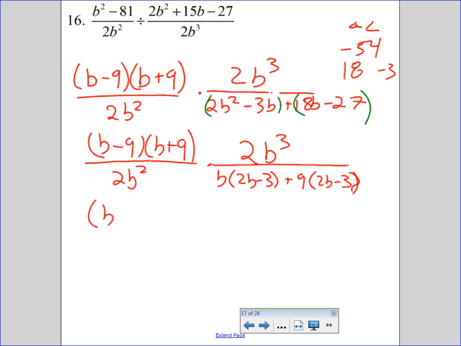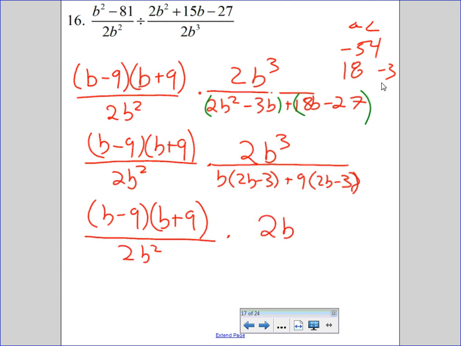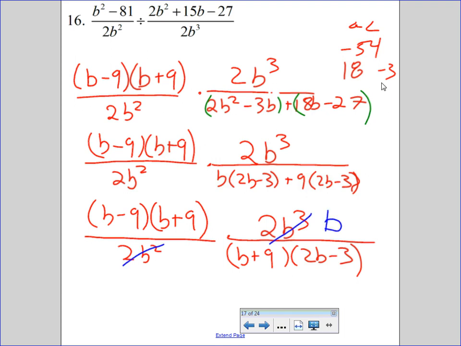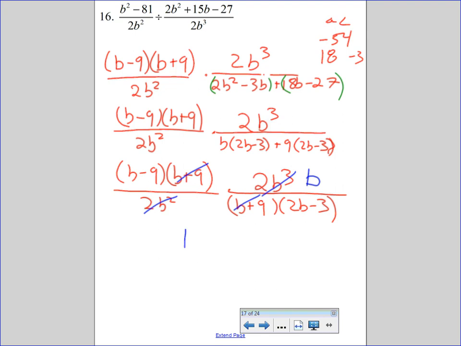So I will end up with b minus 9 times b plus 9 over 2b squared times 2b cubed all over b plus 9 times 2b minus 3. And now I can have Cancel-Palooza. The 2's will cancel, the b cubed over b squared will become b, the b plus 9's cancel, and I'll wind up with b times b minus 9 over 2b minus 3.